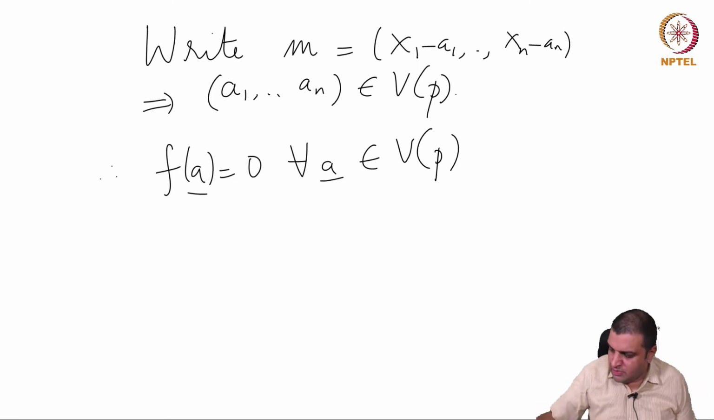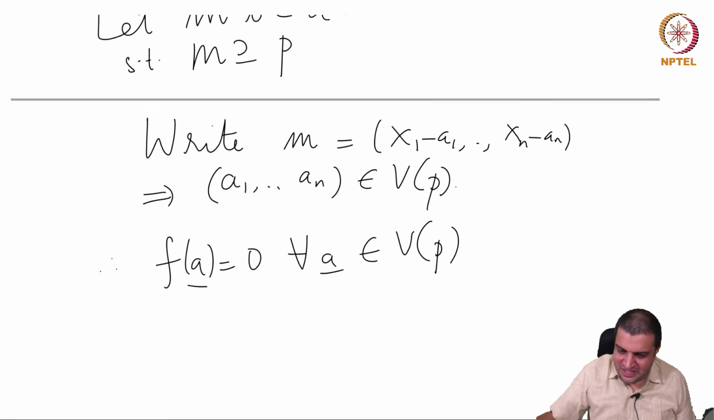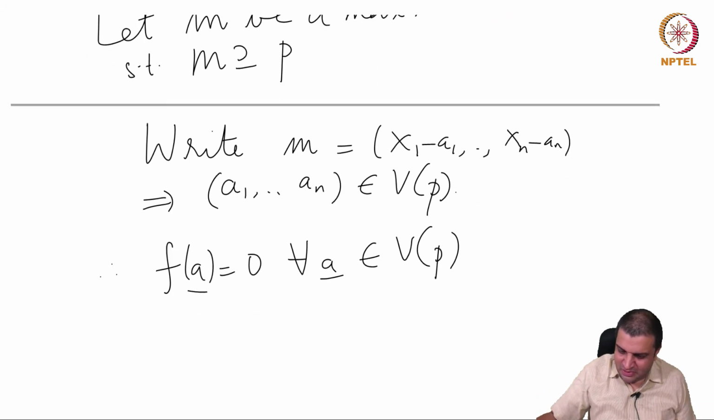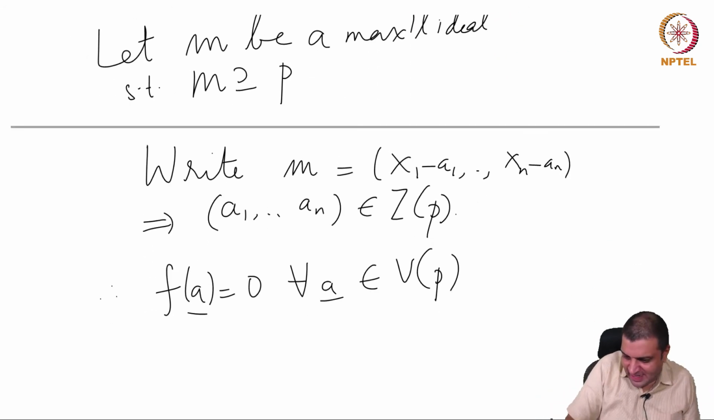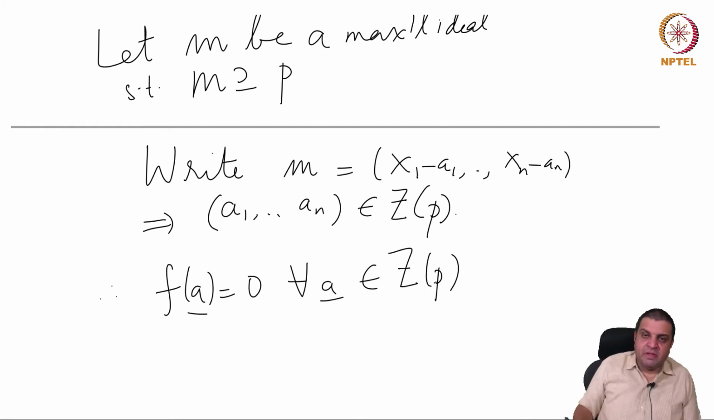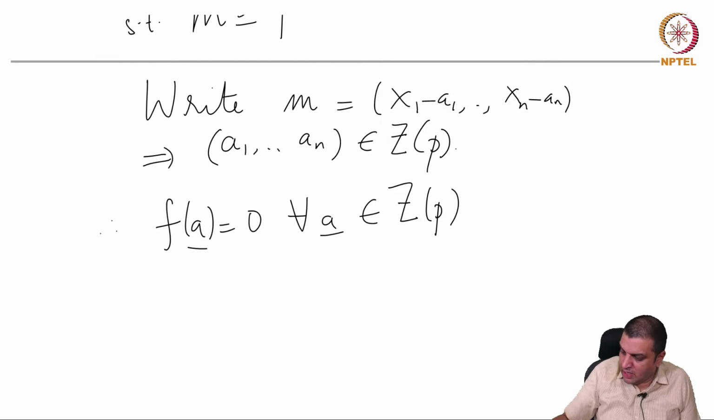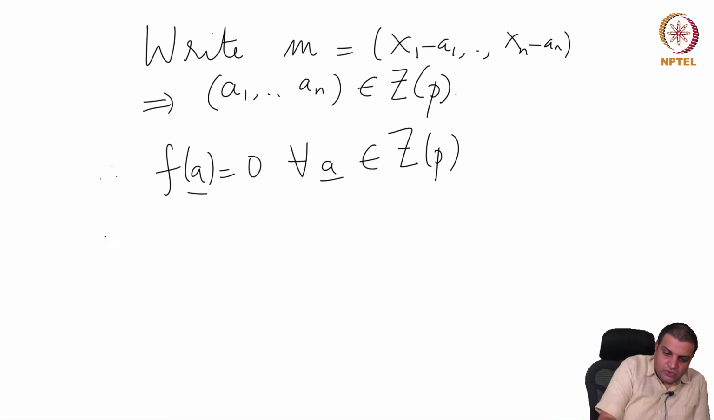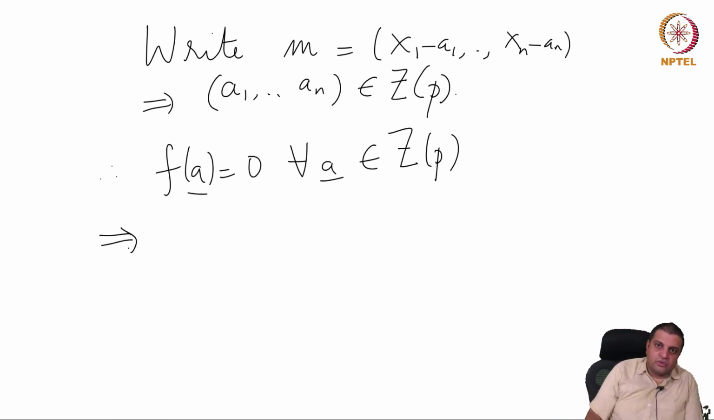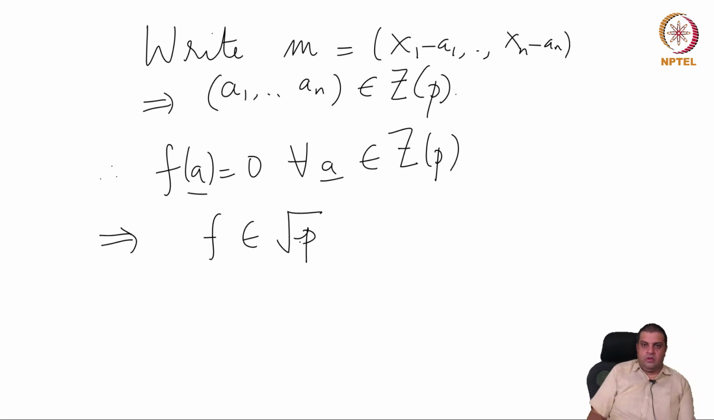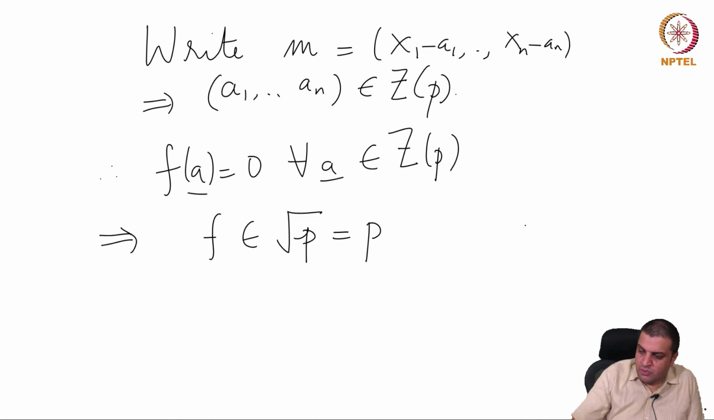Sorry, I should have been consistent with my own notation. I apologize. This is what we had begun calling Z, not V. Sorry, Z of P. Okay. So now, what does this mean? Nullstellensatz, one of the versions we proved, says that F is in the radical of P, but P is a prime ideal, it is its own radical, which is what we wanted to prove. So this proves the other direction.